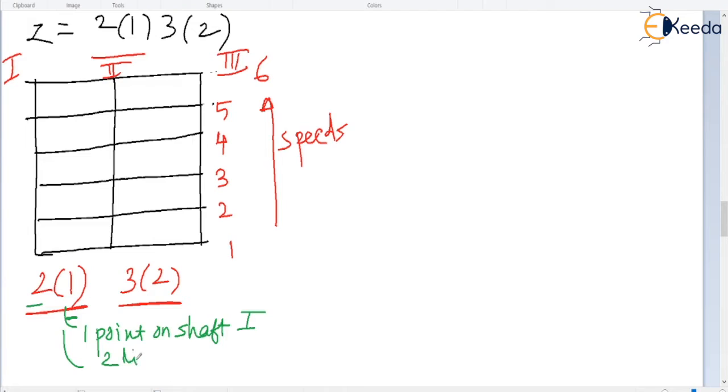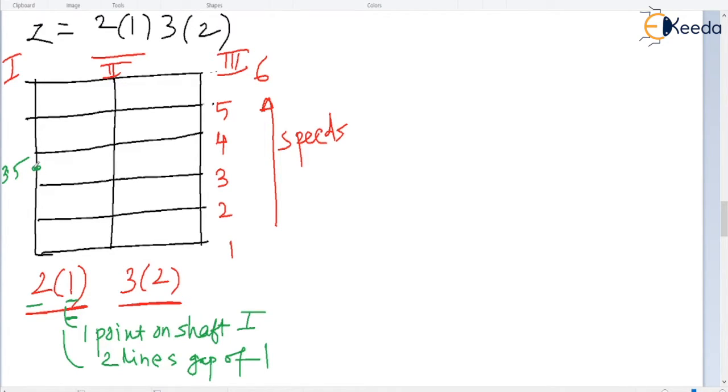So we are going to draw 2 lines, and those 2 lines should have a gap of 1. So as per this formula, there should be 1 point on shaft 1. As there are 6 lines, its midpoint will be somewhere here, that is 3.5. So we will write it as 3.5. This is the first point.